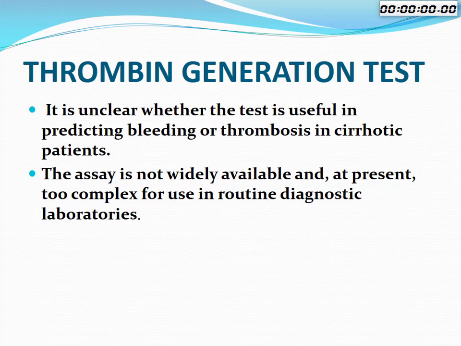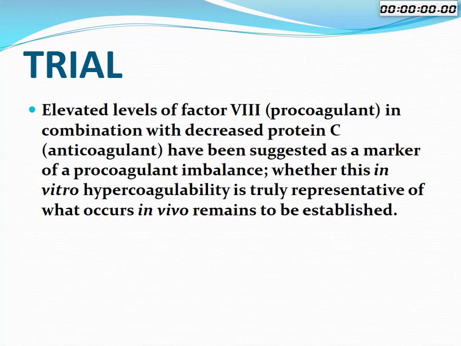So till now, we have no investigation which can help us. But there is a trial. This trial depends on elevated levels of factor VIII as a procoagulant in combination with decreased protein C as an anticoagulant, which has been suggested as a marker of procoagulant imbalance. Whether this in vitro hypercoagulability is truly representative of what occurs in vivo remains to be established.